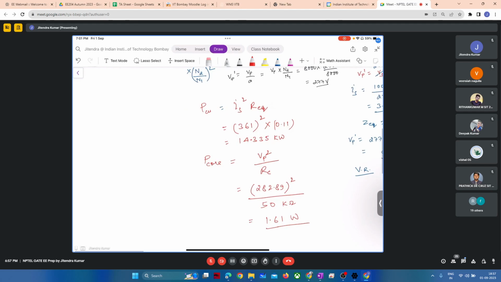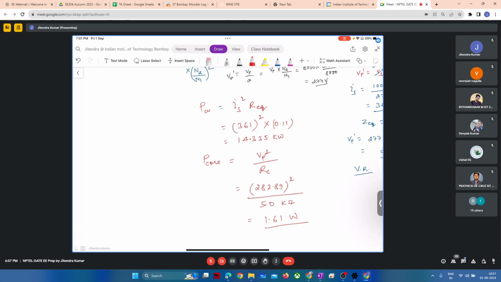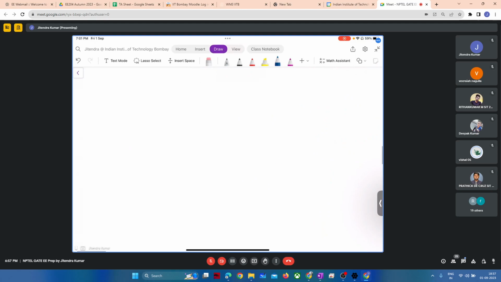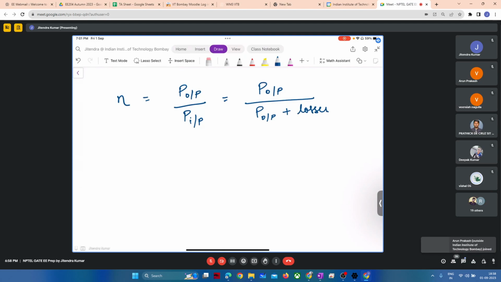So efficiency, if I want to write, efficiency is nothing but output power by input power. And further, if I would like to extend it, output power divided by output power plus losses. Why I don't want to deal in terms of input power directly? Because we are not given the input power. We will never be given the input power. We will always be given the kVA.